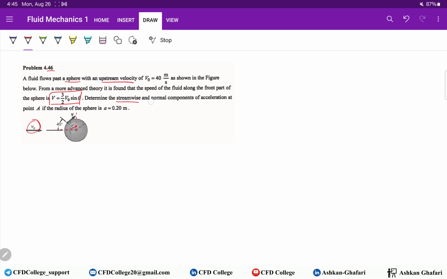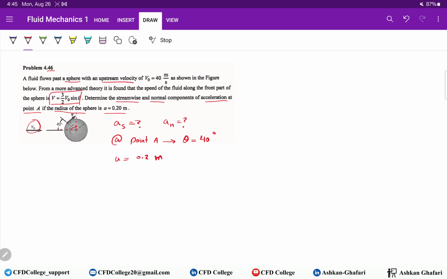Determine the streamwise and normal components of acceleration at point A. We know the radius, which is 0.2 meters. So we want to find the streamwise and normal components of acceleration at point A. At point A, theta is 40 degrees, and we know the radius of the sphere, which is 0.2 meters.